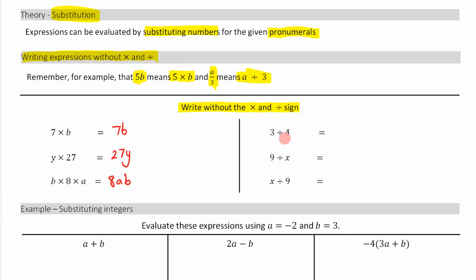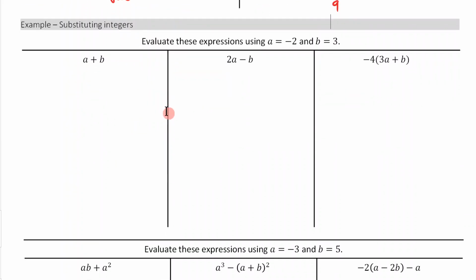Over here, if I was to write these without the division sign, it's just going to be 3 over 4, then 9 over x, and then x over 9 for this one. So that's it. Okay, so that's good that we have a little refresher on that because it's going to be needed as we work through these examples.